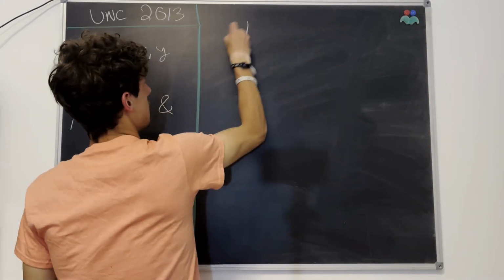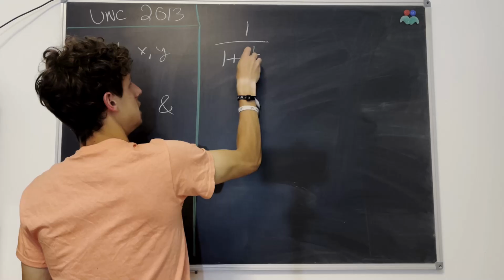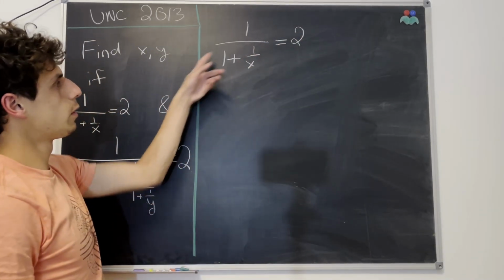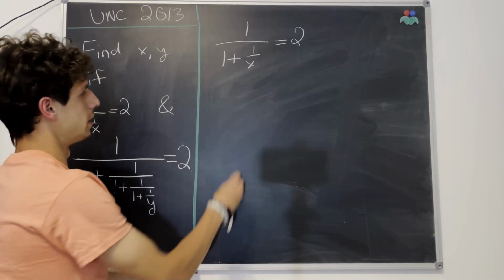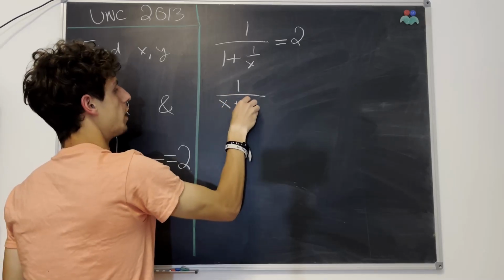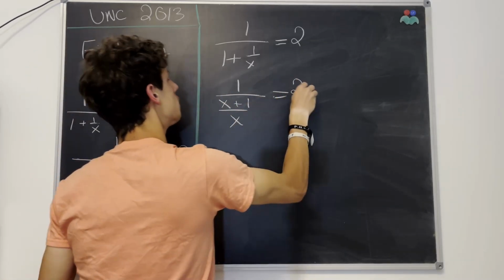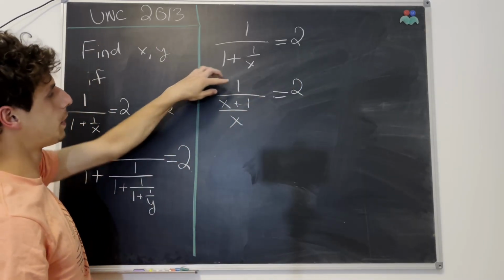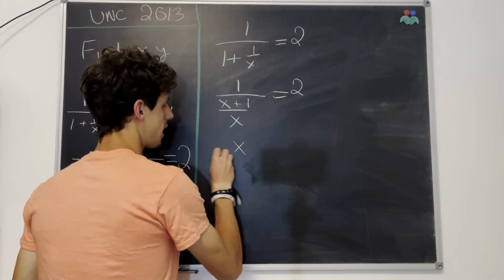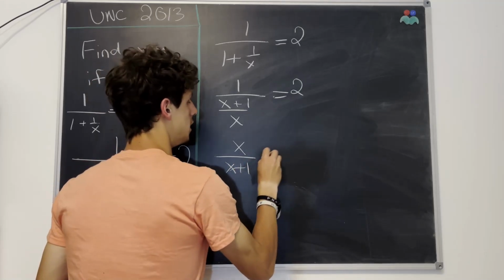So first of all, we want to set this entire fraction equal to 2, as is stated by the problem. And then we want to put this bottom half under the same denominator. So I'll go ahead and have 1 over x plus 1 over x equals 2. So I'm going to go ahead and flip this fraction over because it's 1 over this expression here. So we have x over x plus 1 equals 2.